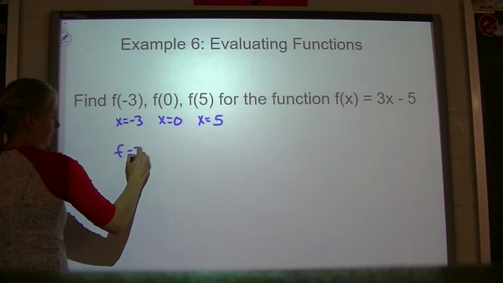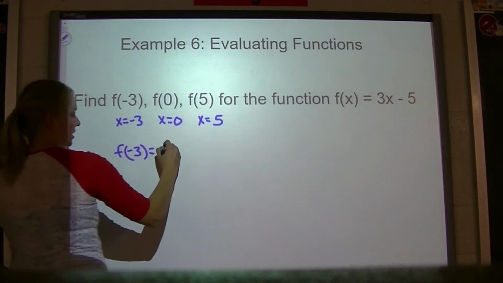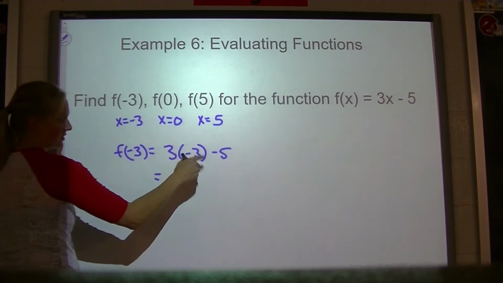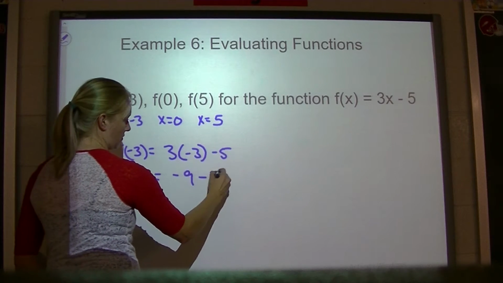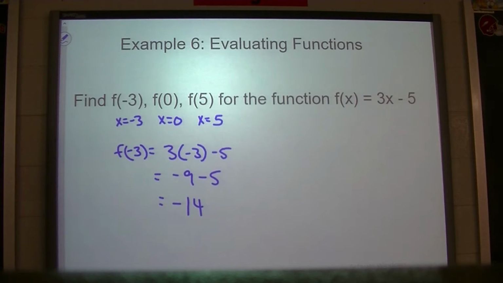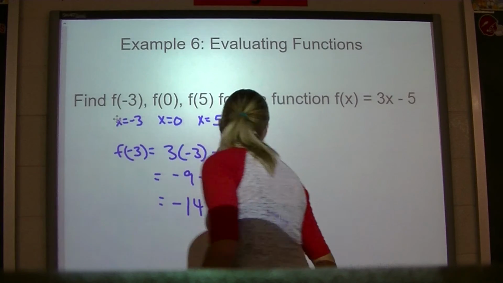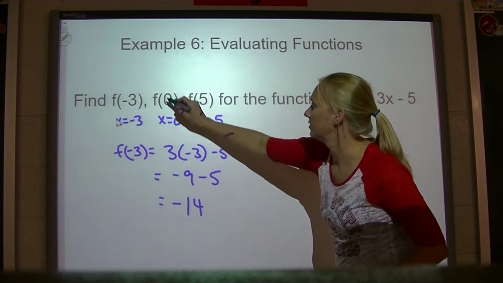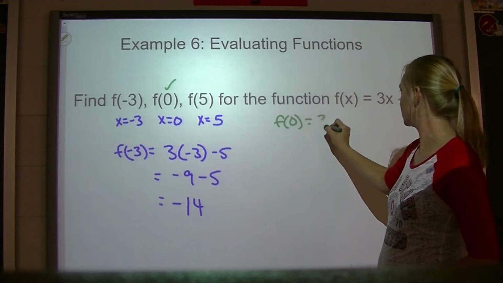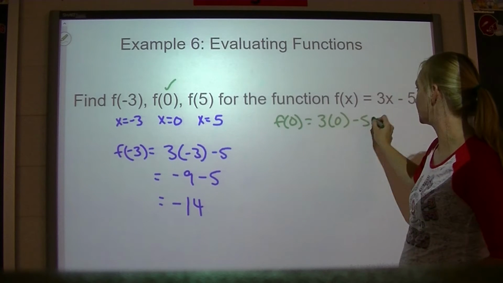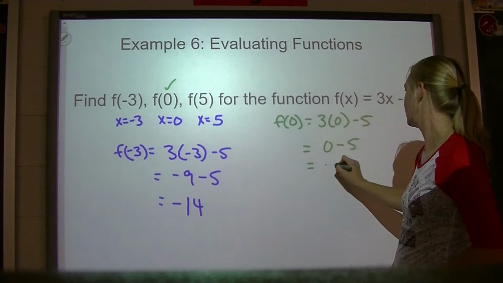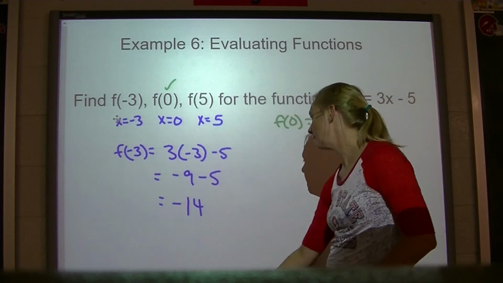So f of negative 3 is 3 times negative 3 minus 5. Well, 3 times negative 3 is negative 9. Negative 9 minus 5 is negative 14. Okay, well let's try x is 0 here. So f of 0 equals 3 times 0 minus 5. So f of 0 equals 0 minus 5, which is negative 5.